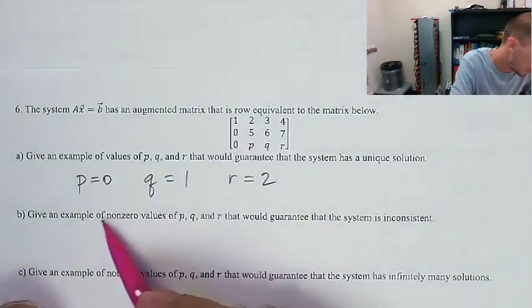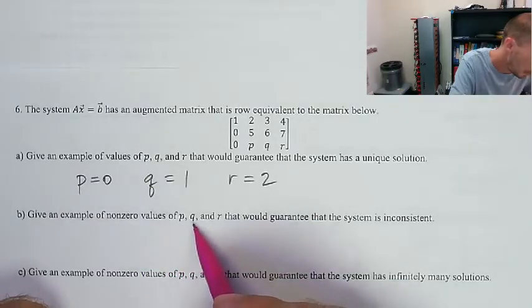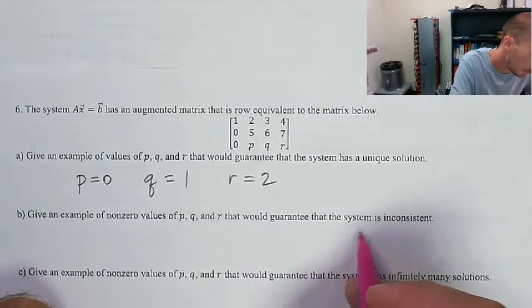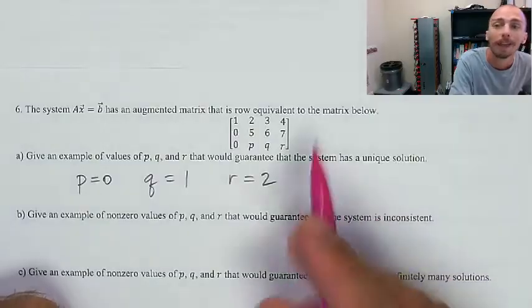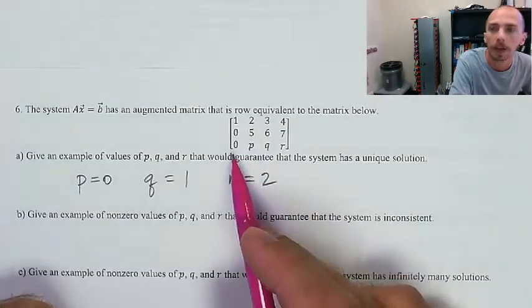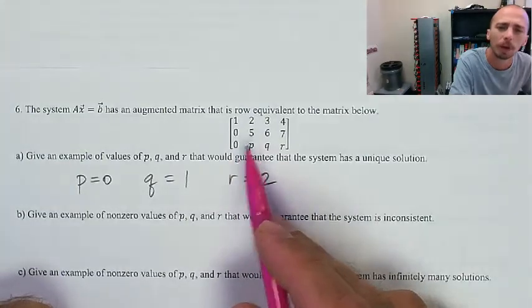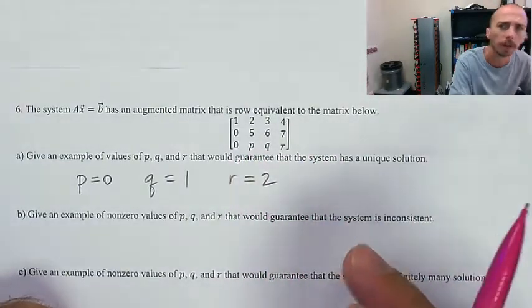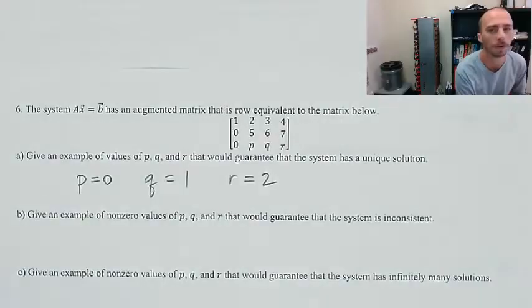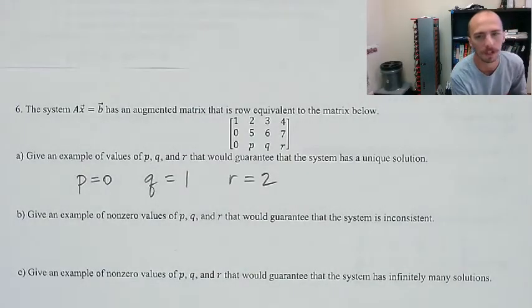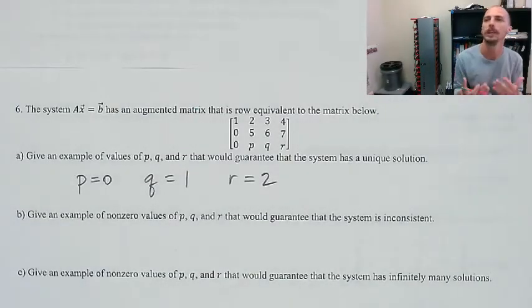All right, so give an example of non-zero values of P, Q, and R that would guarantee the system is inconsistent. Okay, that's why I put P there, is because in the past I'd ask this type of question maybe on a quiz or something, and people would just say, okay, 0, 0, 0, 1. Okay, but I want you to think a little harder about that. I want you to say, like, what would cause you to get 0, 0, 0, 1 besides just already starting with it?